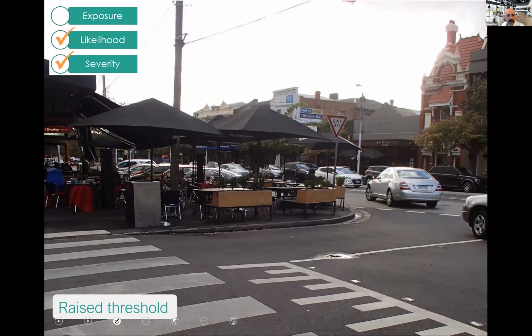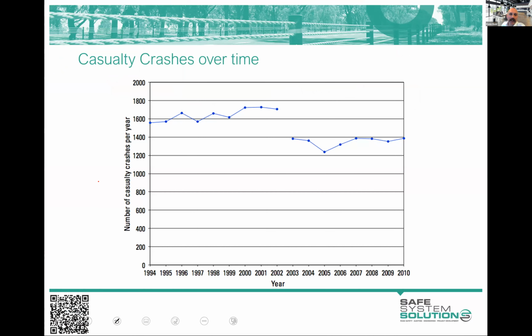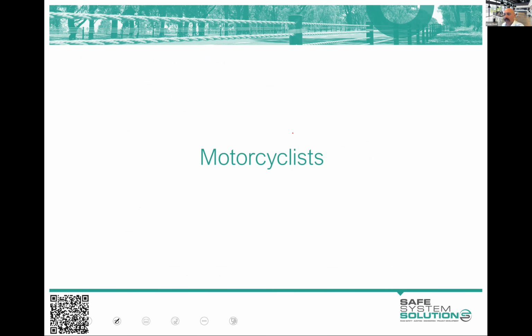That's the other side. Threshold treatments, more raised stuff is good, and speed limit reductions work. Here's a nice little graphic showing when there was a default 60 km/h speed zone, and then it got changed to a default 50 for urban areas, and you can see the step change there over a year. So pretty impressive stuff.